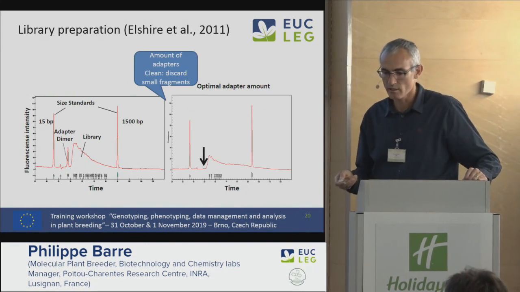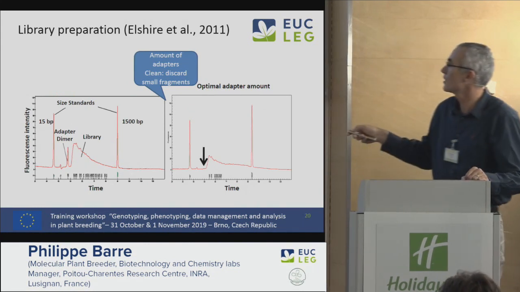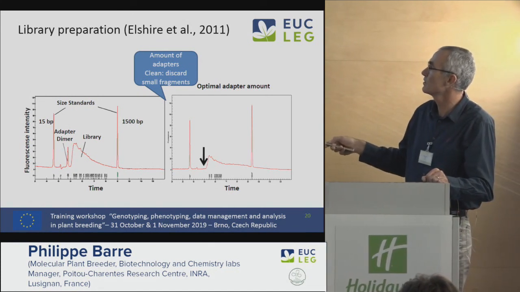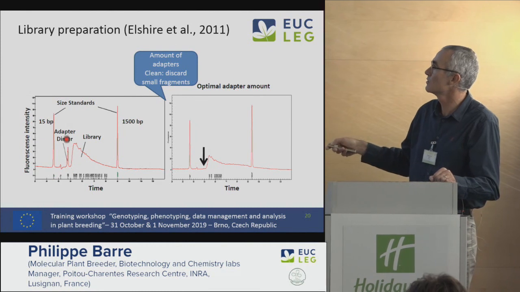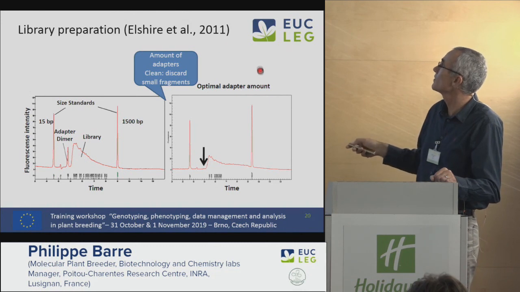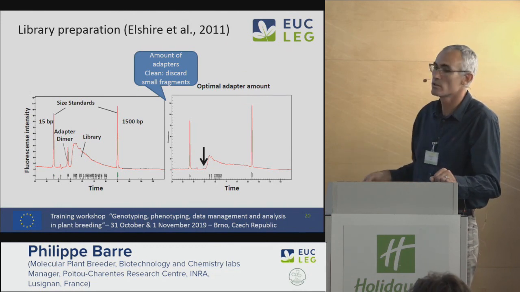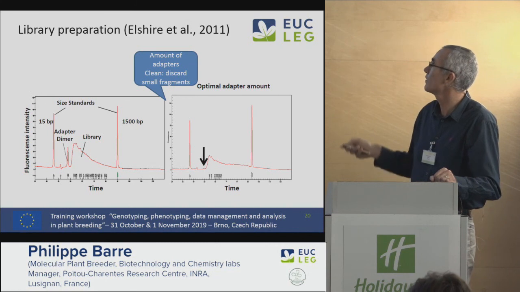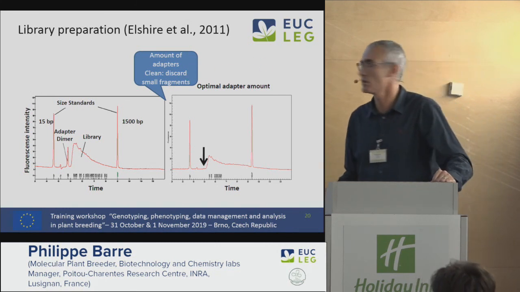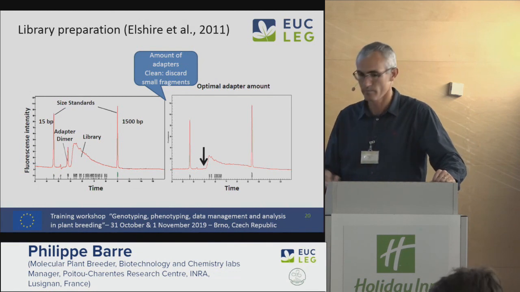So you have to check the quality of the library. You look at the size of the fragment, and here you see some dimer of primers. And so you can decrease that by optimizing the amount of adapter or the cycle of the PCR. And you can also clean with a different protocol.